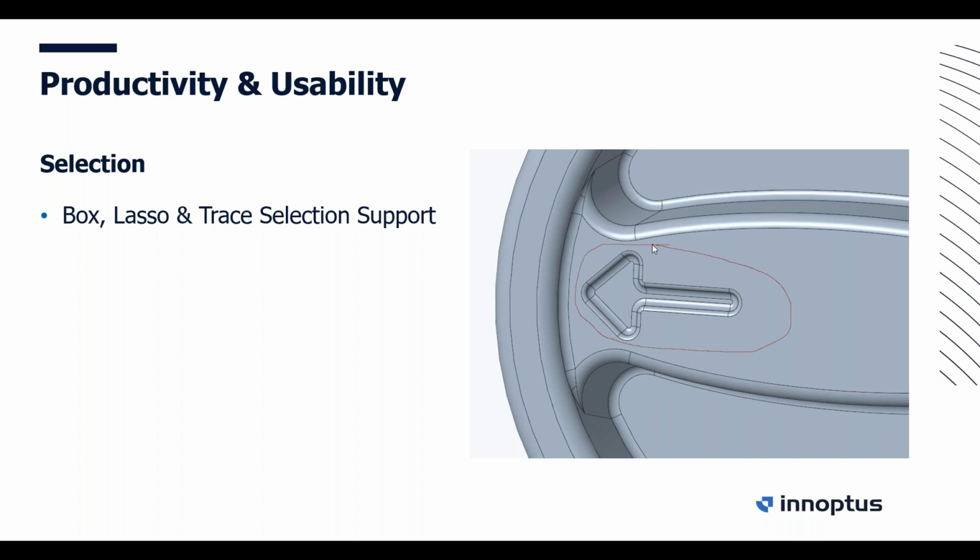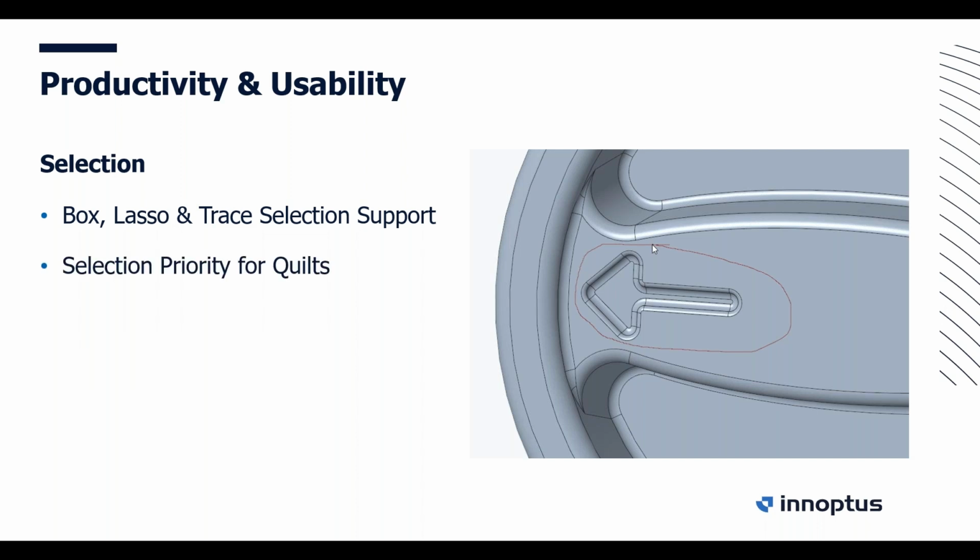Now a new item in the selection: box, lasso and trace are added to it. A box was already there, but they added a cool function that it only selects what is visible at that moment and not something in the back.